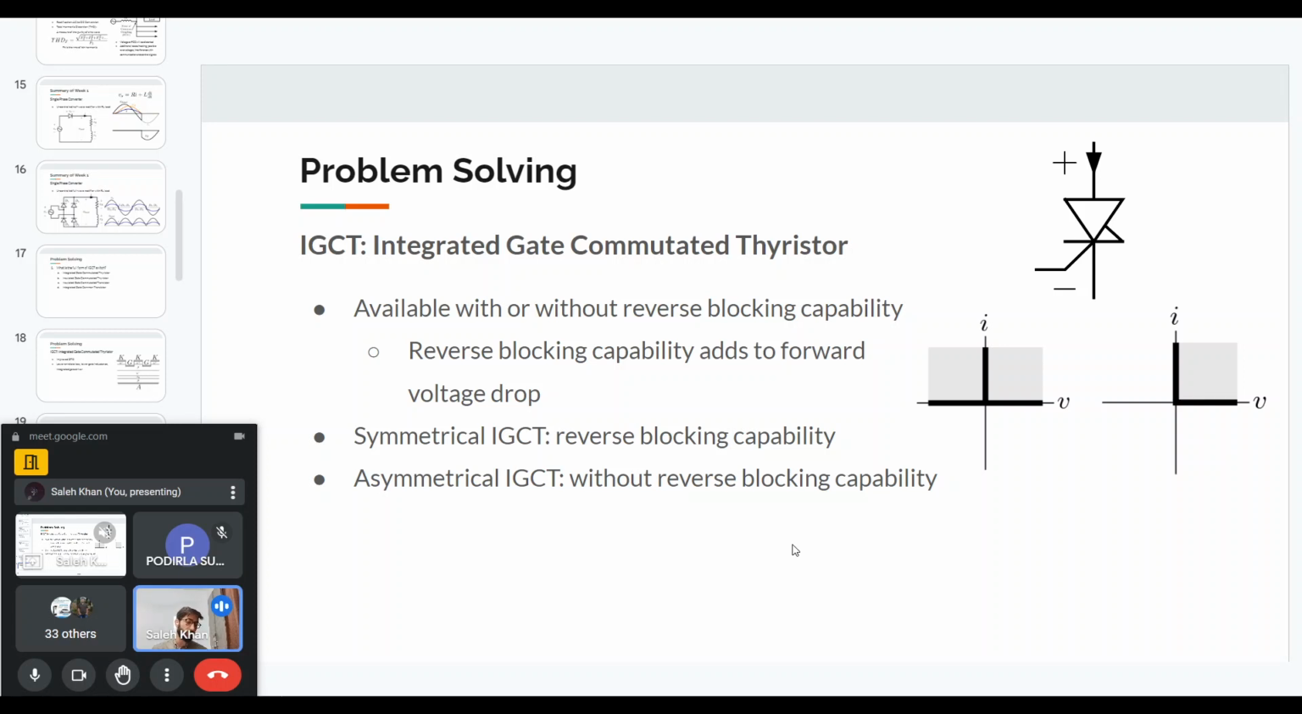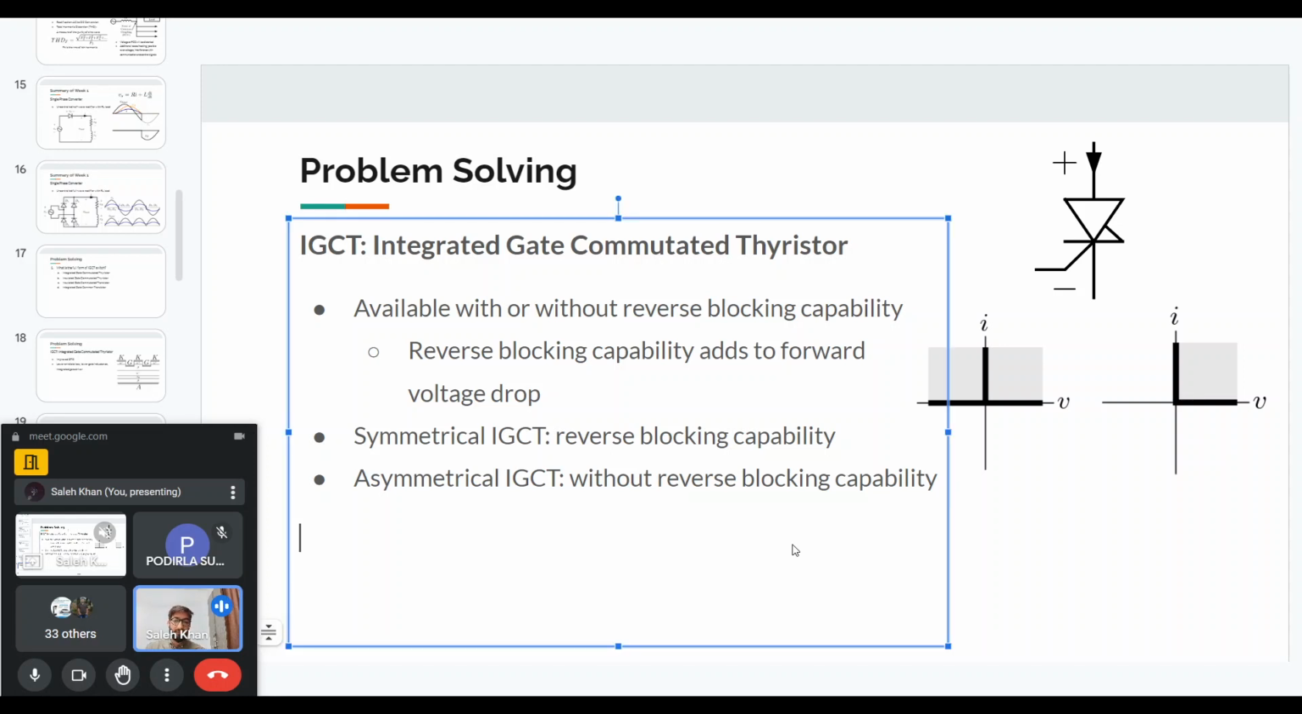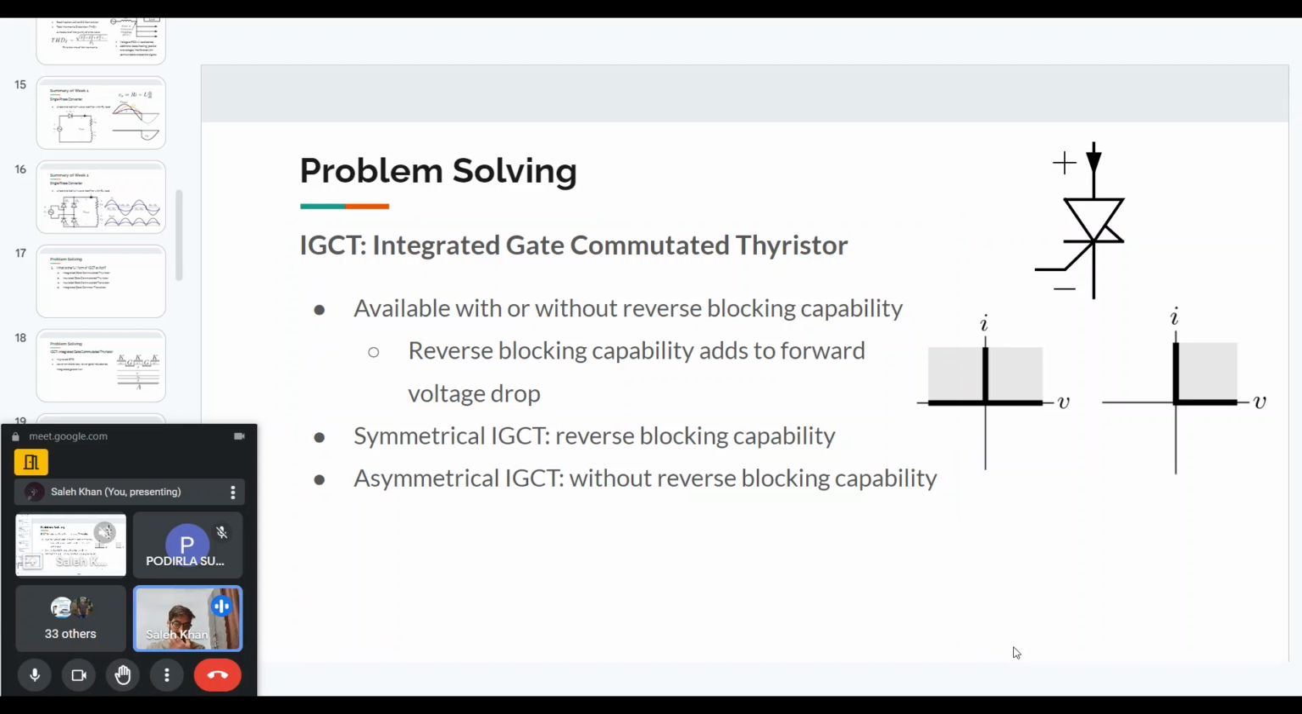It is basically a name for a family of devices. SCR, GTO, IGCT are part of this family. Another family is the transistor family, where we have BJT, MOSFET, IGBT. So IGCT basically has two availabilities. We can have one with reverse blocking or without reverse blocking. The basic SCR has both forward blocking as well as reverse blocking, but the IGCT is available in basically two forms.